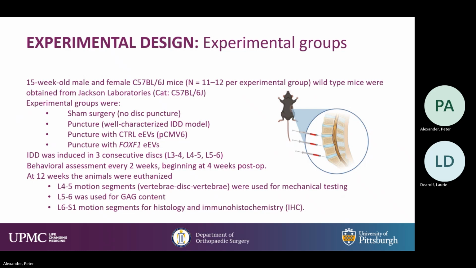So she describes these experimental groups: the sham surgery, where I guess the skin is open, we don't actually do a puncture. We do a puncture, which is going to cause the disease. We do a puncture and deliver EVs that we expect to have no effect, which are from cells that were transduced with pCMV6. And then we have EVs that are from the FOXF1 overexpressing cells. Those are our 4 groups.